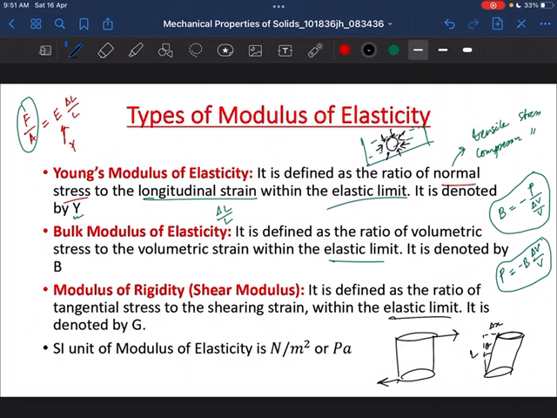So tangential stress to the shearing strain, it is denoted by G. So the SI unit of modulus of elasticity is Newton per meter square. For every one of them, the SI unit is Newton per meter square or Pascal.